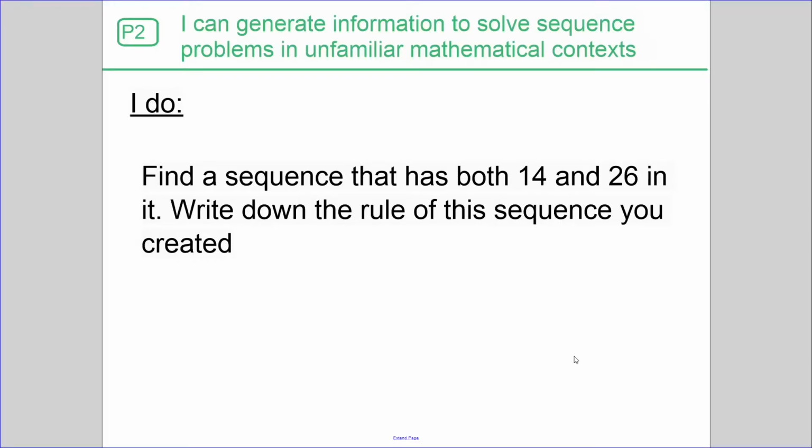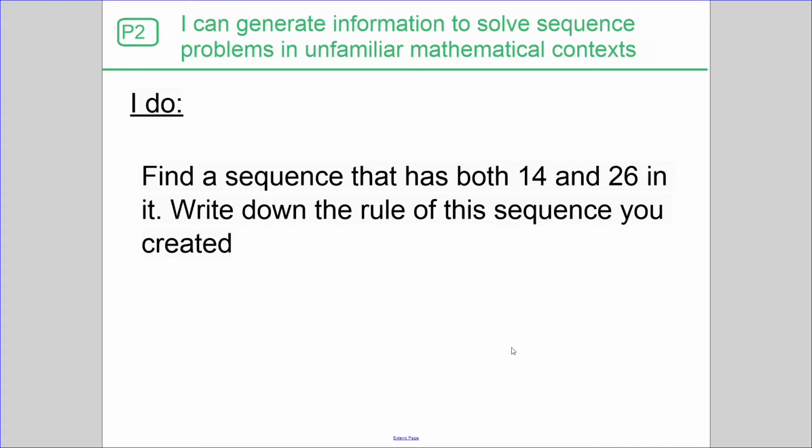I can generate information to solve sequence problems in unfamiliar mathematical contexts. Find a sequence that has both 14 and 26 in it. Write down the rule of the sequence you created. So for this type of question, we need to create a sequence that has both the numbers 14 and 26 in the sequence. Then once we've done that, we then need to write down the rule of the sequence that we have created as well.